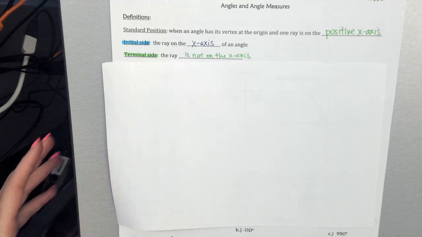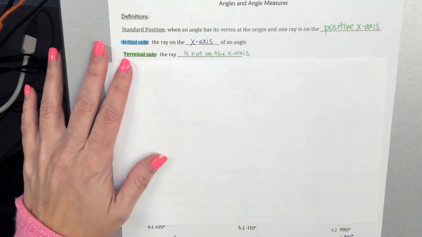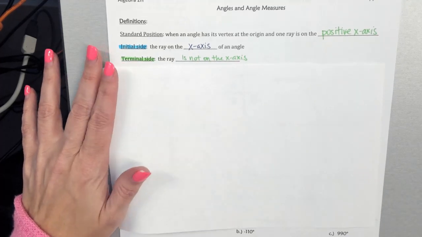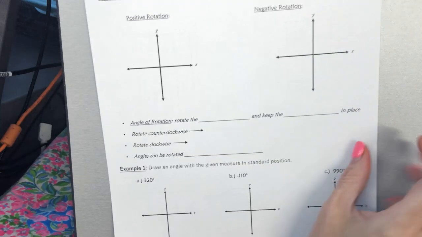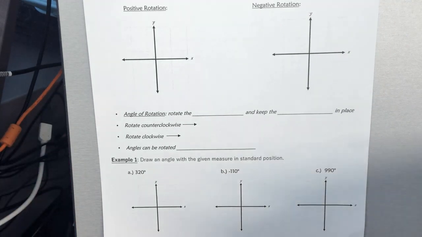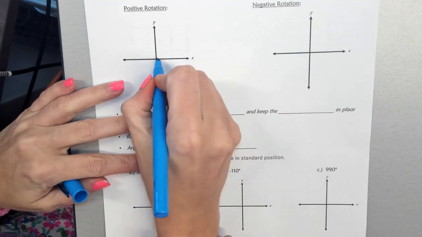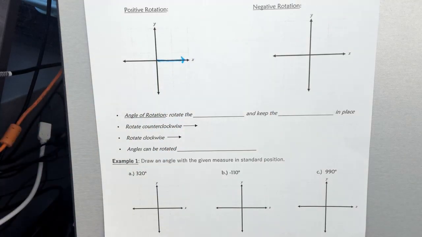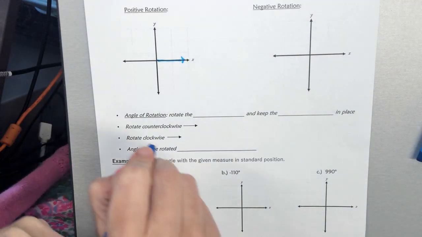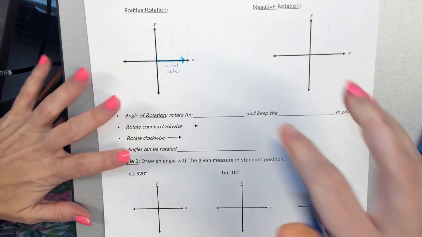And then you are going to have some very specific notations here that I'm going to go over with you. Okay, so the first type that we're going to draw is a positive rotation. The initial side is going to start on the positive x-axis, so that's going to be here, and then we're going to draw an arrow with that. That is our initial side. That's where it starts.